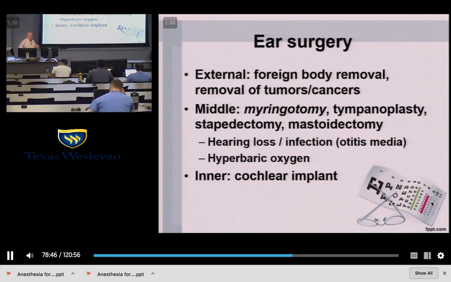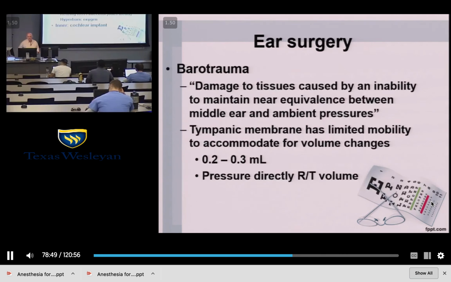All right, so ear surgery. I'm going to read this to you just because it's easier than trying to paraphrase it. Damage to tissues caused by an inability to maintain near equivalence between middle ear and ambient pressures. That's the definition of barotrauma from one reference. The tympanic membrane really does not have much movement at all. All right? It has very limited mobility and can only accommodate very limited volume changes, like 0.2 to 0.3 mLs.